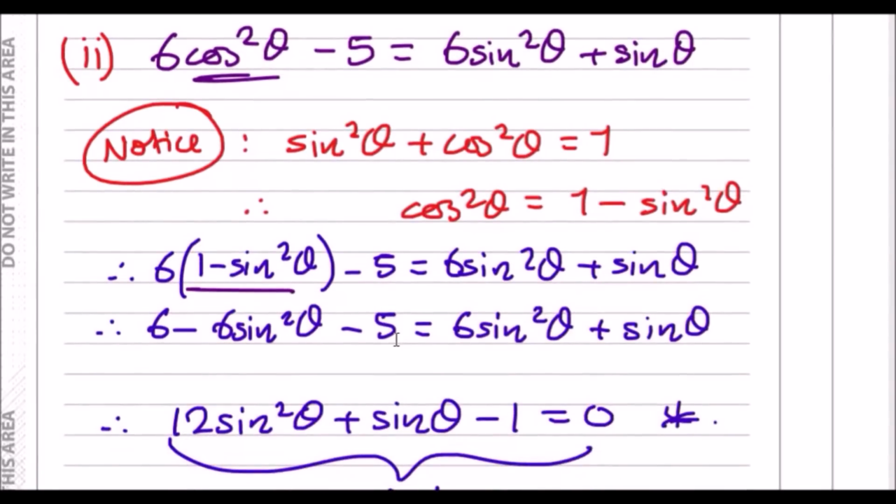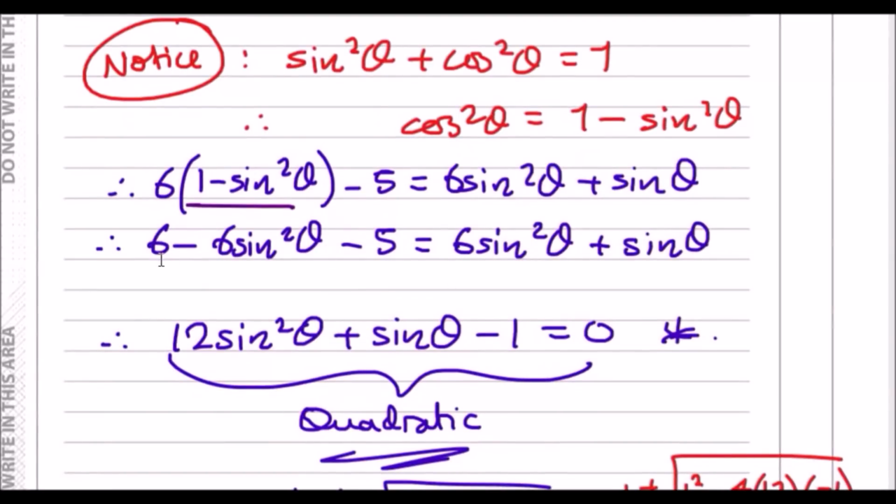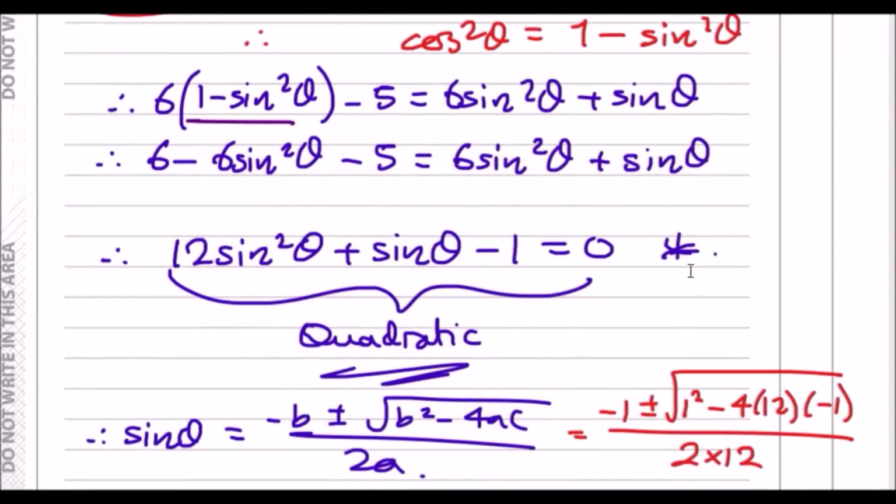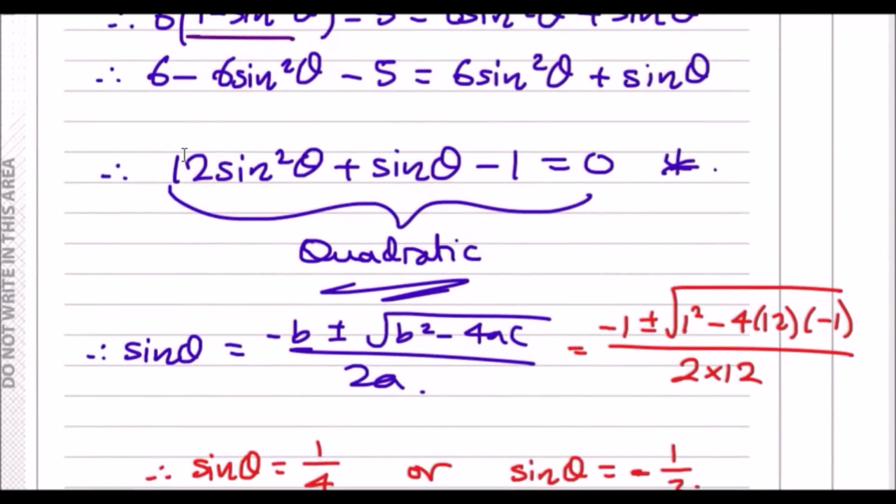And then realize now that you can actually form some kind of quadratic equation. So what I did here, I just pretty much added 6 sine squared. I did 6 take away 5, which is 1, and then you still got sine theta. So in other words, throw everything here on the right hand side, and you should get something like this, a nice quadratic equation.